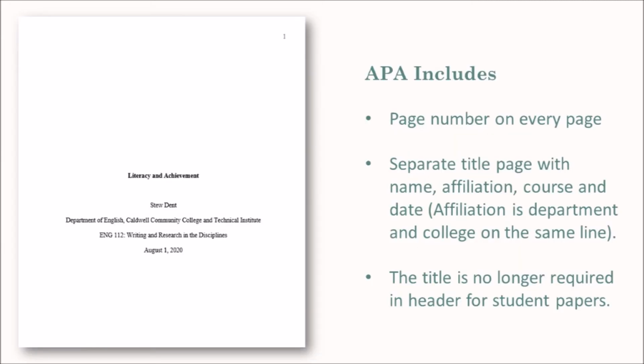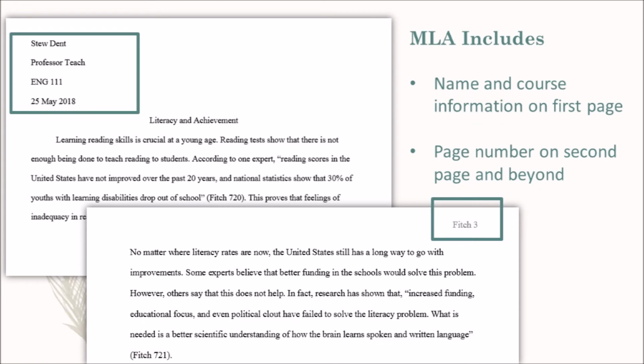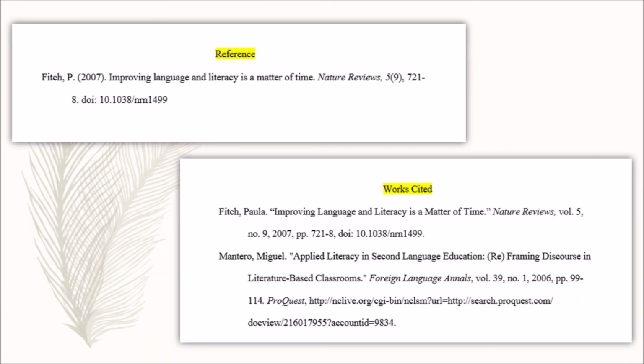Both citation styles require your name and class information on the paper. APA requires a title page. For MLA, your name and class information goes directly on the first page. Both citation styles require you to add page numbers as well. Each citation style requires a bibliography page at the end of the paper. Bibliography is just a fancy word meaning a list of sources used within the paper. In APA, the bibliography is called a reference page, and in MLA, it is called a works cited page, but they both begin on a new page following the paper.